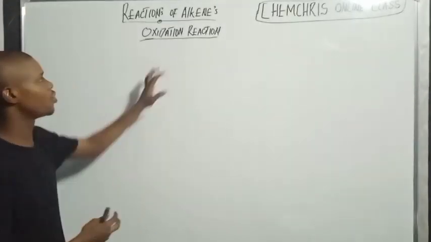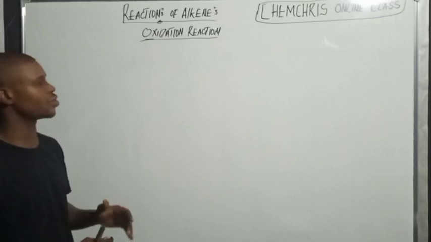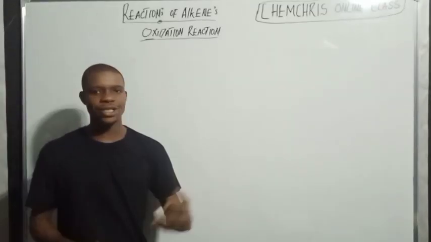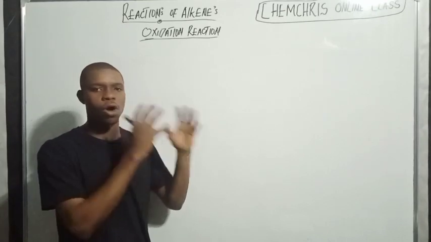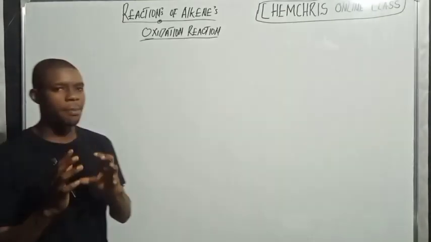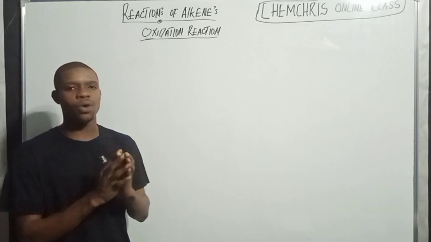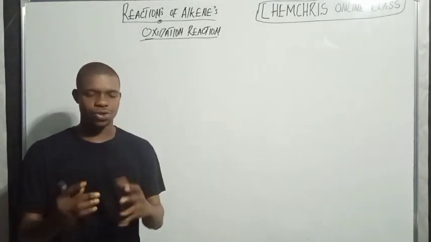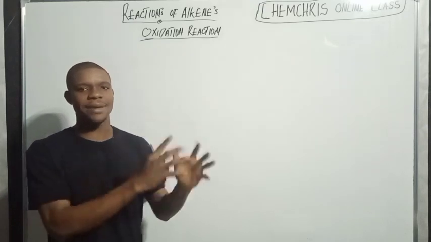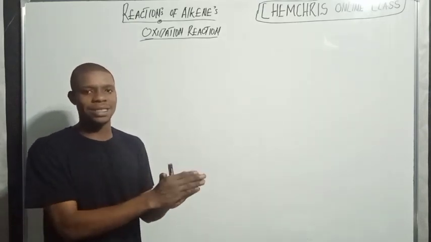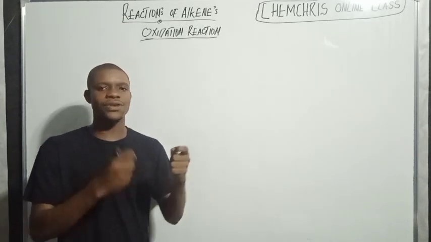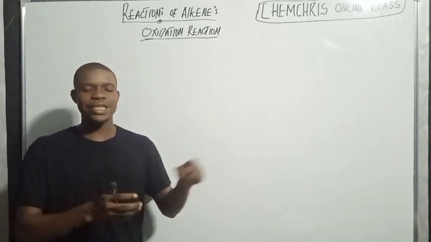So let's focus on the oxidation aspects, on the reactions of the alkenes. Now the word oxidation means addition of oxygen. So when alkenes undergo oxidation, what will be the product? What are the conditions? In this video, I want to take you step by step on how alkenes undergo oxidation and the various types of reactions, the products, and the reagents used.